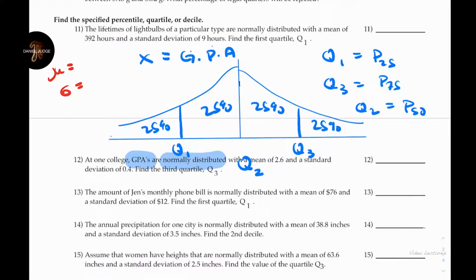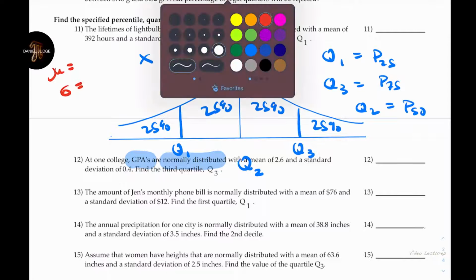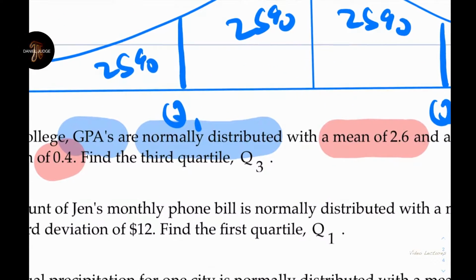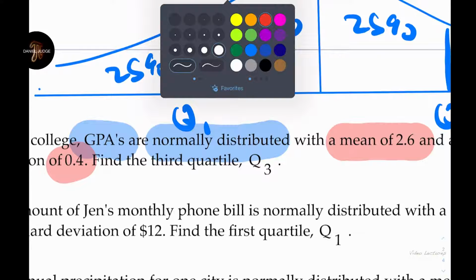But they have a mean now, a mean grade point average. This is what they're saying right in here. And I'm going to erase this. You have a mean GPA of 2.6. So my 2.6 goes up here. You have a standard deviation of 0.4. Okay. So grade point averages are normally distributed. Okay. Find, now they're saying find what? The third quartile value.